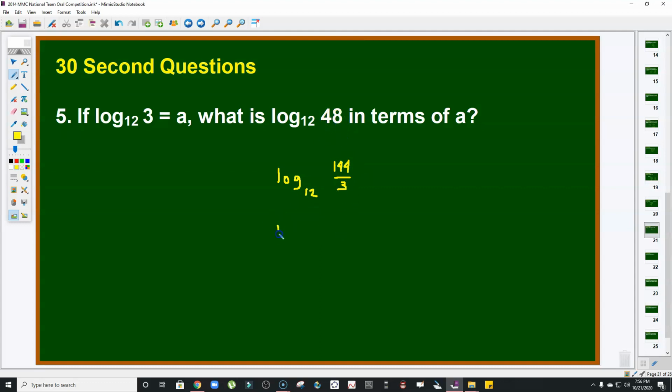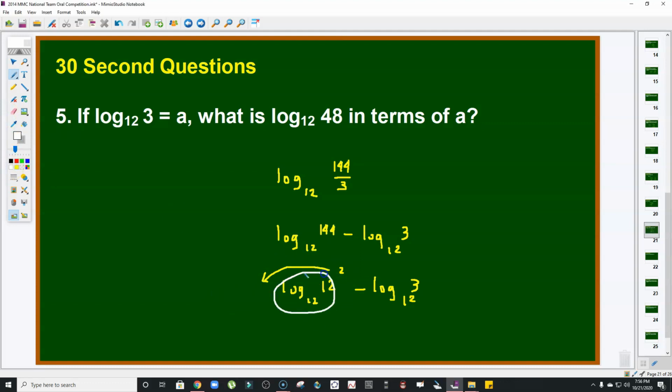Agree? Okay, so then the property of logarithm, quotient rule. So that's logarithm of 144 base 12 minus logarithm of 3 to the base 12. And we know this one is logarithm of 12 squared, base 12, minus log 3 base 12. Then power rule, so this one will become 2 times logarithm of 12 base 12, that's simply 1. Right? So from there, we have 2 minus, this is given, log 3 base 12, that's a. So therefore, this is our final answer. Okay?